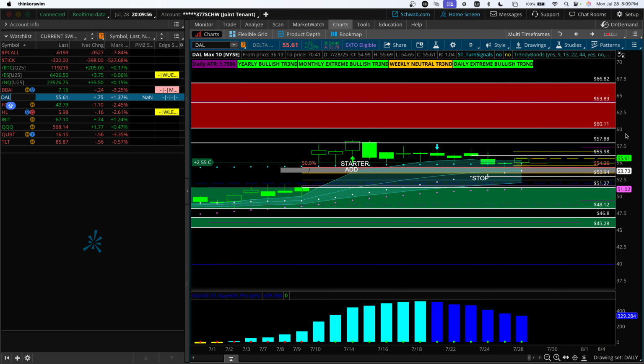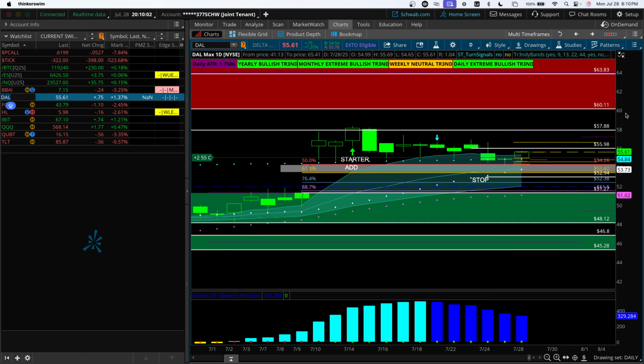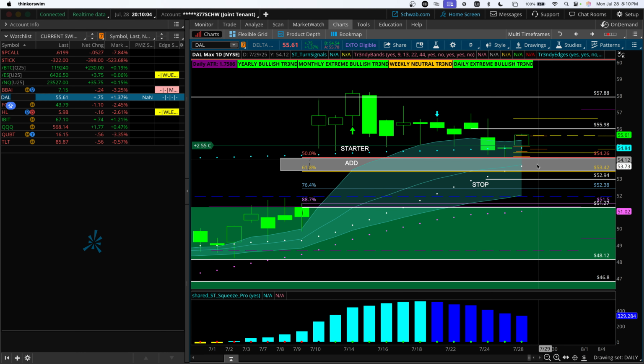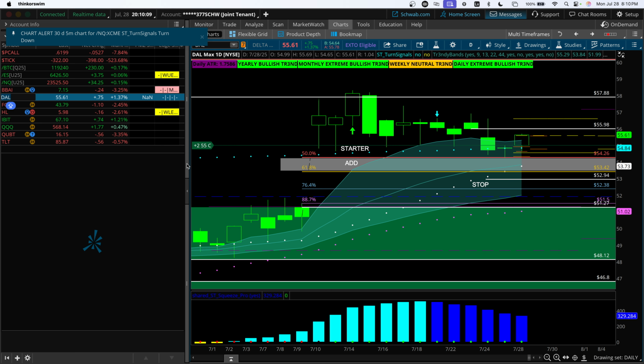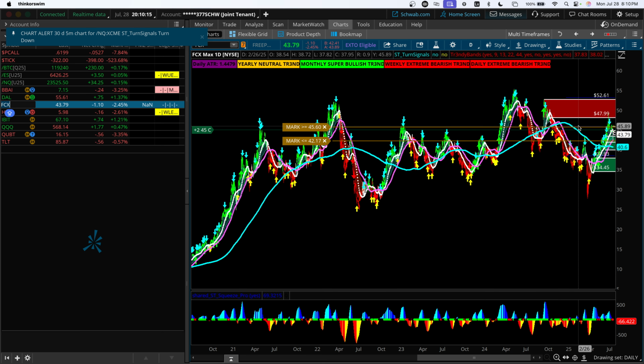And finally, the target zone to the upside is 60.11 by 66.82. And a stop would be a candle close here below 52.94. Other than that, I am in Freeport-McMoRan.